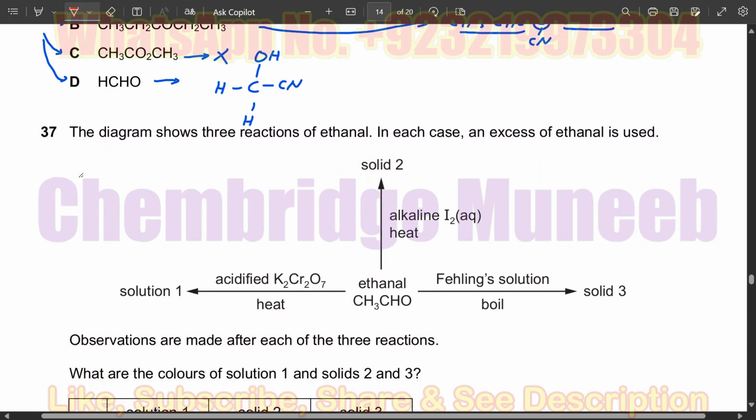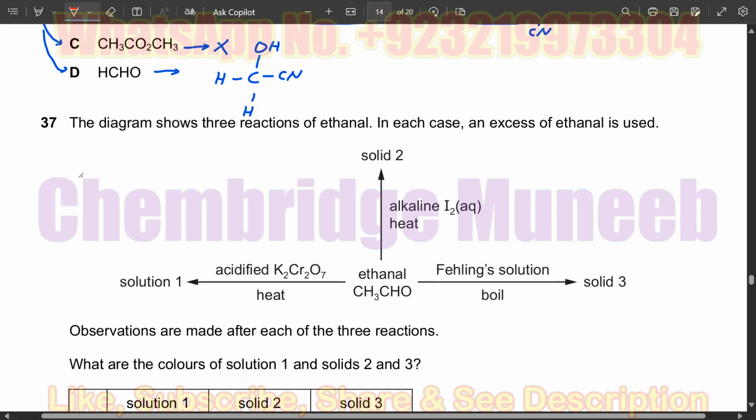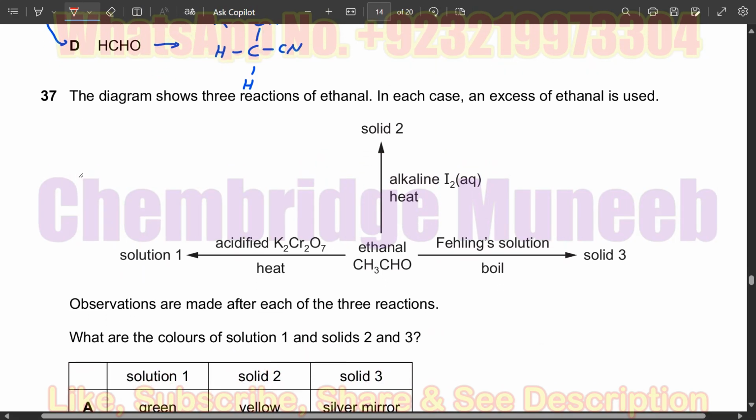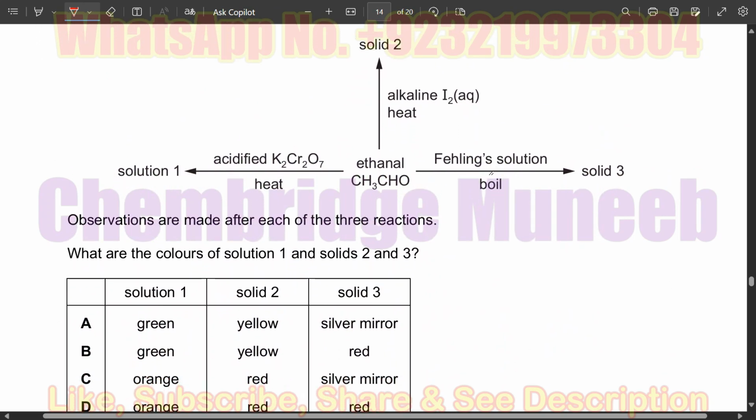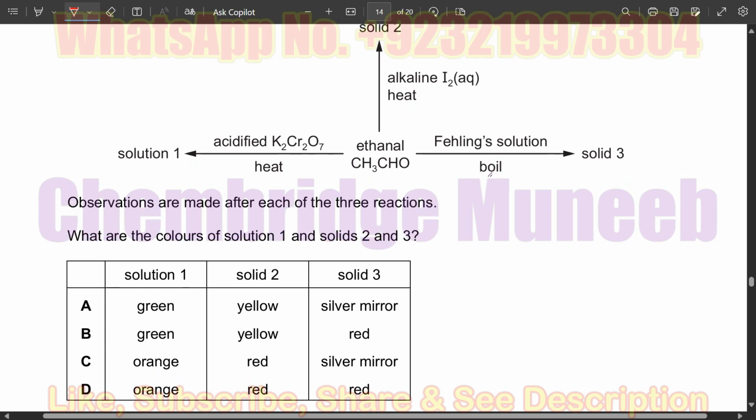In question number 37, the diagram shows three reactions of ethanol. In each case, an excess of ethanol is used. We have these reactions. Observations are made after each of these reactions. What are the color solution 1, 2, and 3?